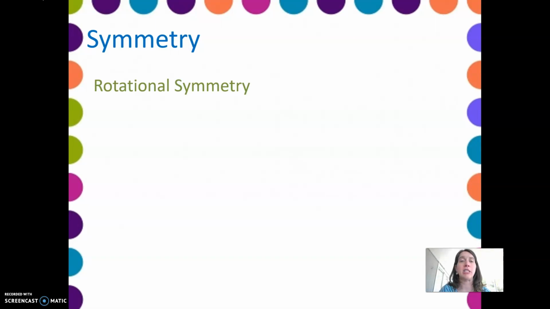Now, the other kind of symmetry that we'll be talking about here in lesson 76 is called rotational symmetry. Now, rotation was the other kind of transformation that we talked about. To rotate meant I had spun the picture around.